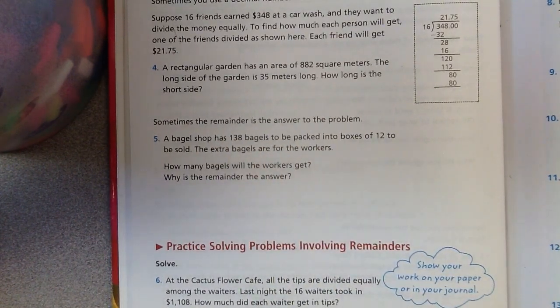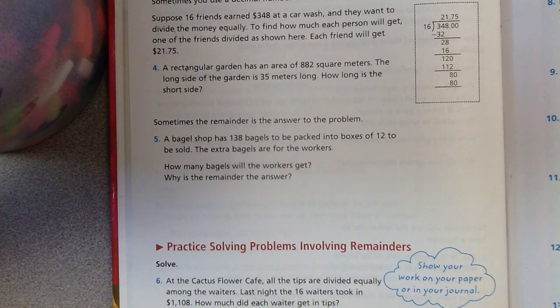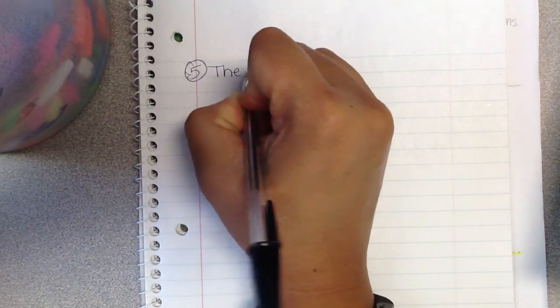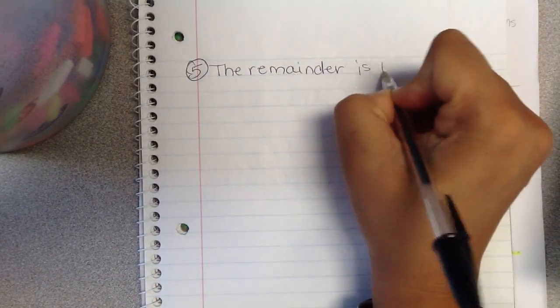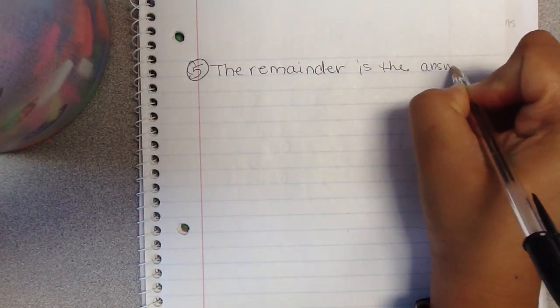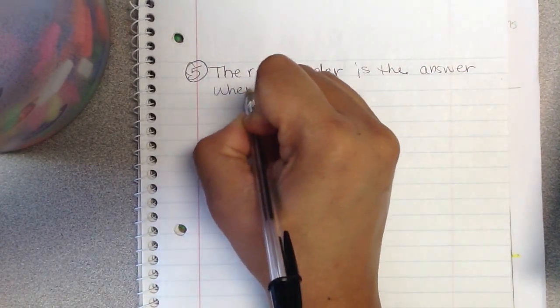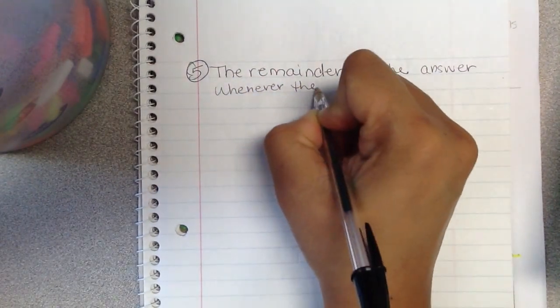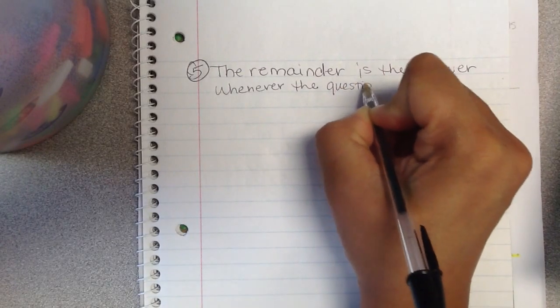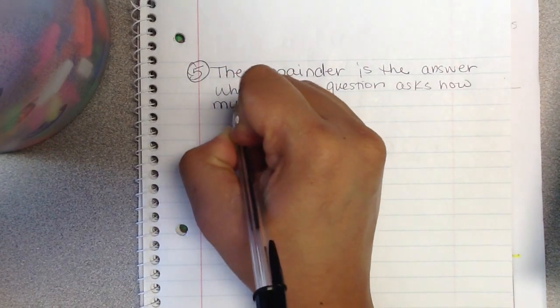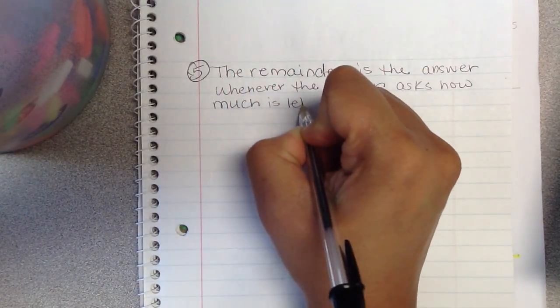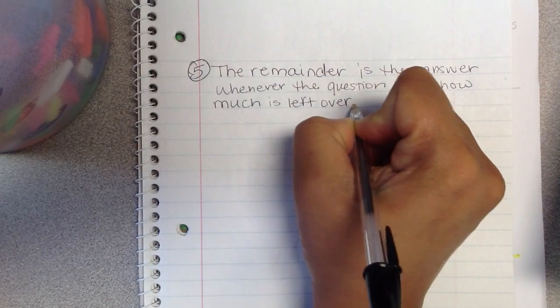So sometimes the remainder is the answer to the problem when my question asks to tell how much is left over. So the remainder is the answer whenever the question asks how much is left over. Okay.